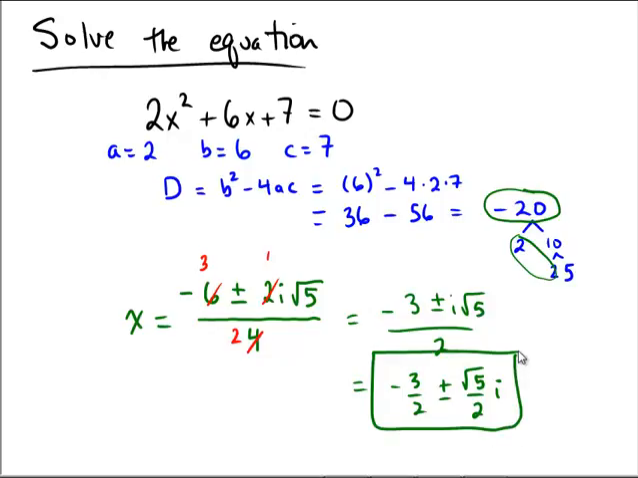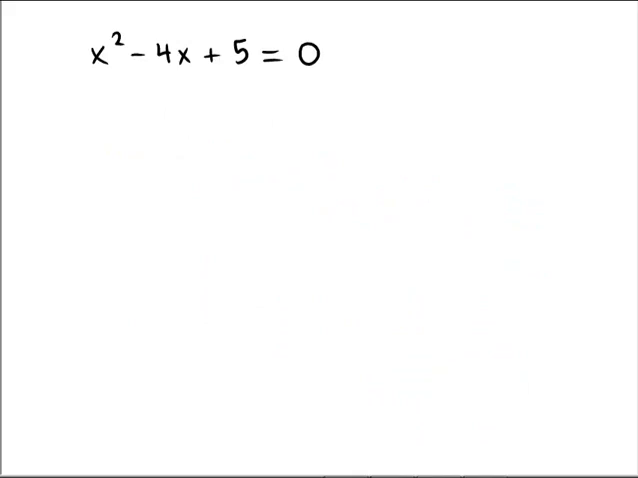Excellent. So why don't you try one on your own here? Consider the equation x squared minus 4x plus 5. See if you can find the solutions to this one. So again, same type of process. A equals 1, b equals negative 4, c equals 5.